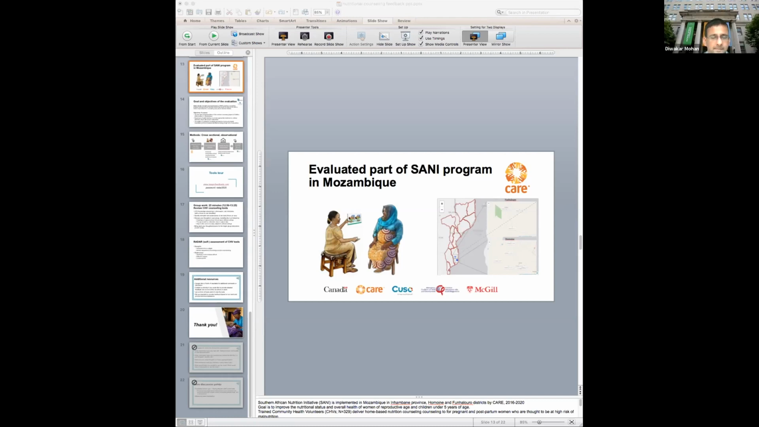So it's called the Southern African Nutrition Initiative, and it's in Mozambique. It's still being implemented in Hambane province, in Hamwine and Funaloro districts by CARE. And they began implementation in 2016 and they continue now. The goal of the program is to improve nutritional status and overall health of women of reproductive age and children under 5. For the program, train community health volunteers, deliver home-based nutrition counseling to pregnant and postpartum women who are thought to be at high risk for malnutrition.